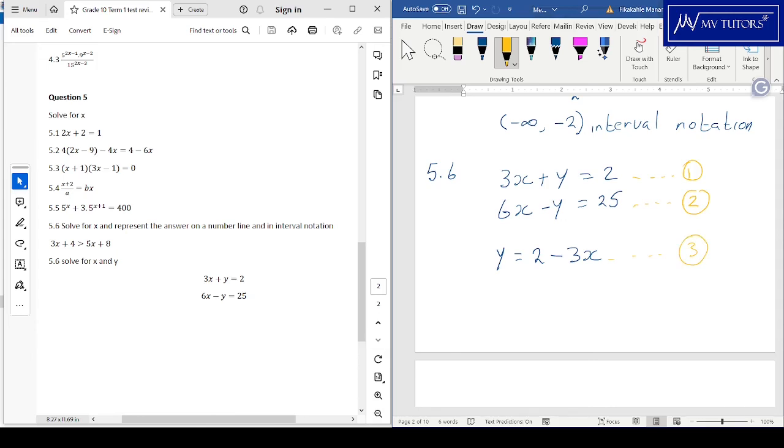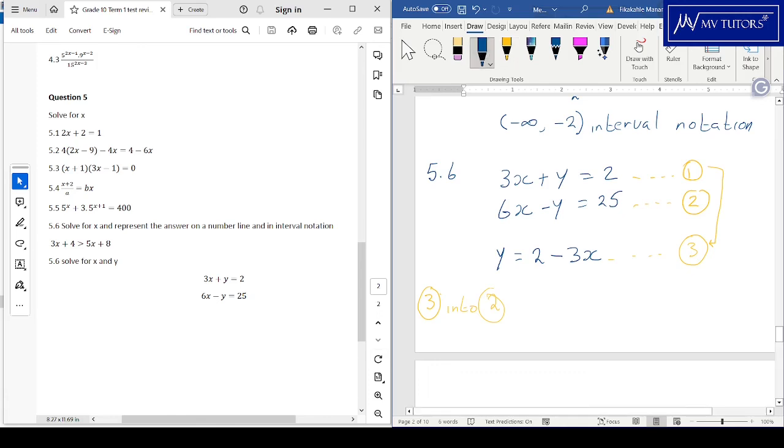Now I need to put equation number 3 into one of these equations. Let me just say, you cannot put it in the equation that you used to create equation number 3. I used equation 1 to create 3, which means I can only put 3 into, I'm using a substitution method, equation 2.